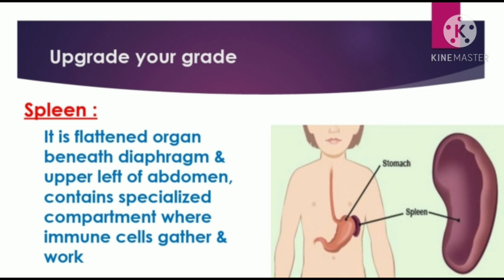The third important immune organ is known as the spleen. It is located just beneath the diaphragm in the upper left of the abdominal region, and it contains specialized compartments where immune cells gather and perform their function. Similarly, the blood vessels of the spleen can expand, so it acts as a blood reservoir. Whenever there is a deficiency of oxygen or blood flow is reduced, it provides a sufficient amount of oxygen and blood. It is divided into two lobes, the red pulp lobe and the white pulp lobe. In the red pulp lobe, lymphocytes, macrophages and red blood cells are present, while in the white pulp lobe only lymphocytes are present.